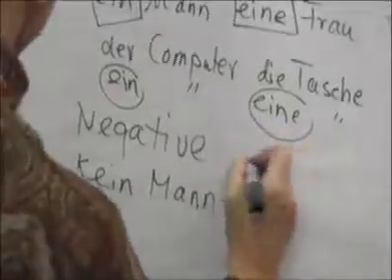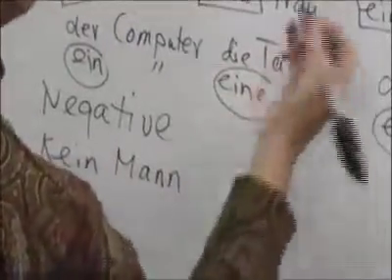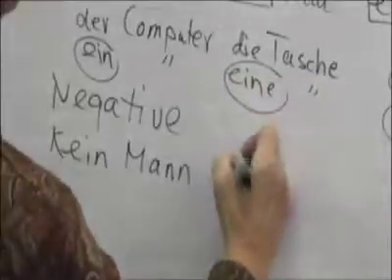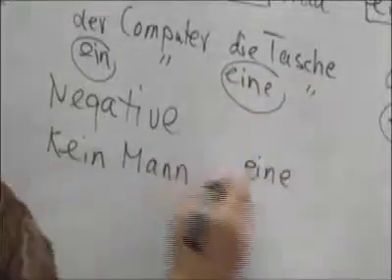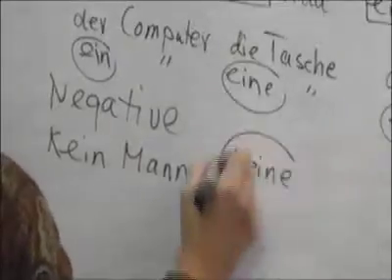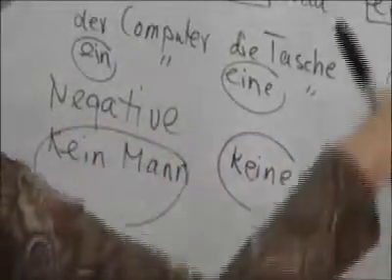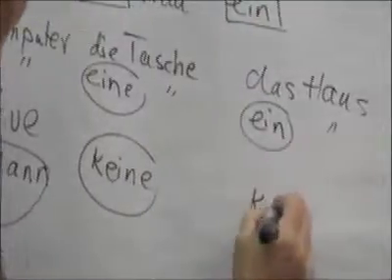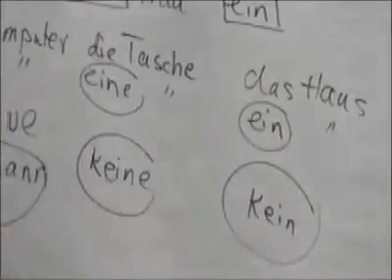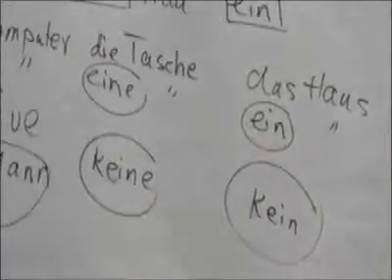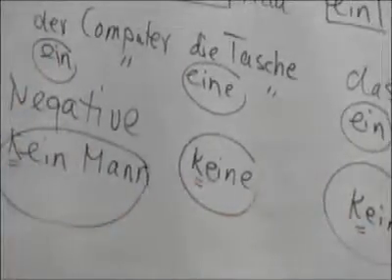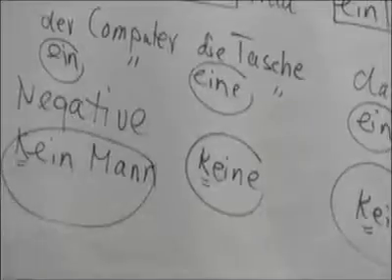If we have eine Frau and we want to make it negative, or we're talking about a bag, say that's not a bag, that's a wallet. So we have the eine. What do we do? We put the K in front and make it negative. Keine. And the same if we have a das word, das Haus, ein Haus. Oh, that's not a house. That's just a room or whatever. So you see, the letter K in front of an ein word makes the word negative. Alright?